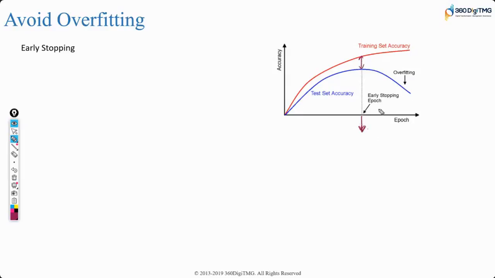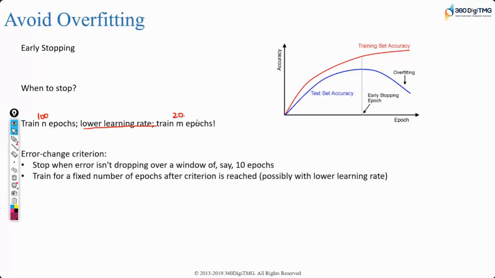Okay, but is there any defined criteria, or how do I monitor this? Of course, there are a lot of things that exist which will help you do the early stopping. But before that, when to stop? You might say that, hey, I'll train for 20 epochs, or maybe I'll train for 100 epochs, and then I'm going to reduce the learning rate and train for another 20 epochs, and then I'll stop after 120 epochs. You can give this kind of condition also.